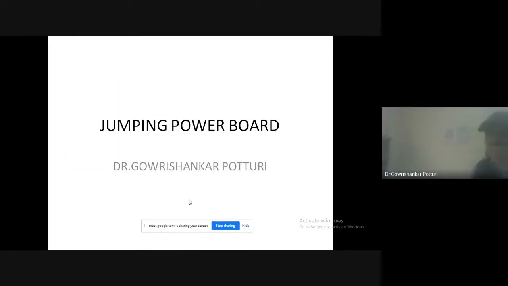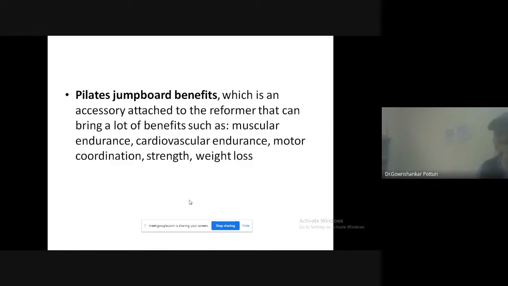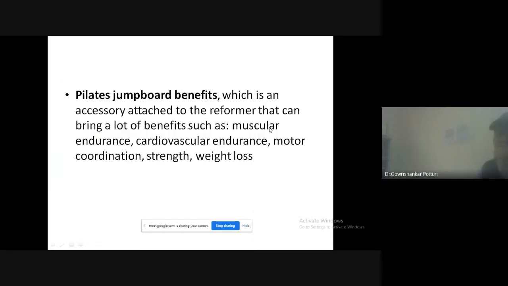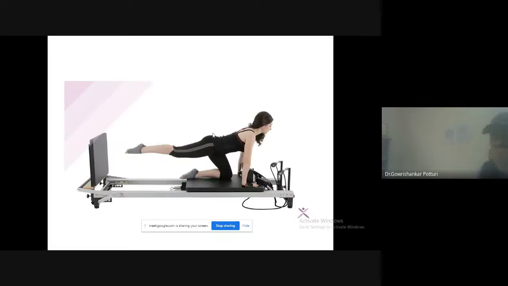Okay, jumping power board. Pilates jumping power board benefits: it is an accessory attached to the reformer. See, this is the reformer. The down one is the reformer, and this is the power board. It is attached to the reformer and can bring a lot of benefits, such as improving muscular endurance, cardiovascular endurance, motor coordination, strength, and weight loss. This is how it appears.